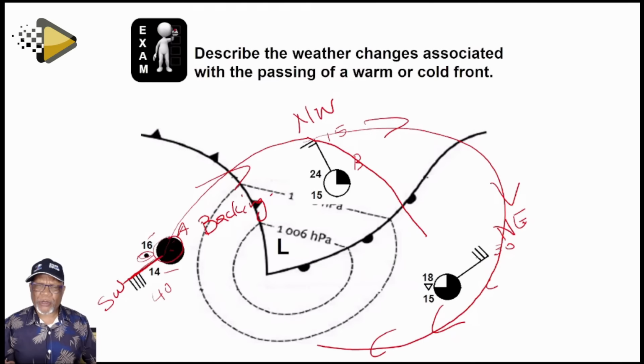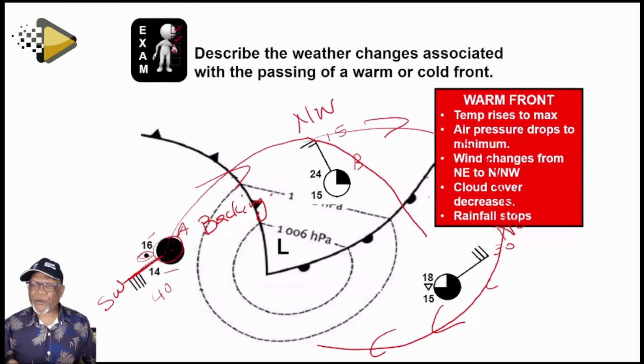So let's look at the characteristics now. We have your warm front here. What happens when the warm front passes? The temperatures are going to rise because it's called a warm front, and then air pressure will drop because the air is warm, which means it does not subside. The wind will change from northeast to northwest, and the cloud cover will decrease and rainfall will stop.